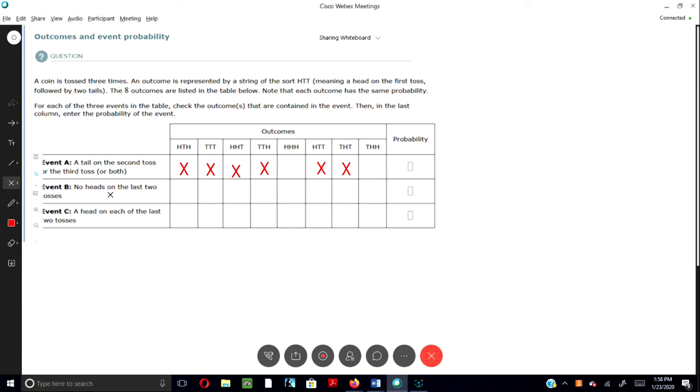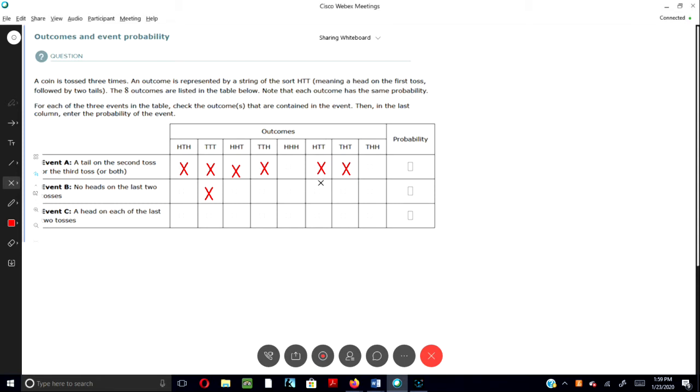Okay, event B: no heads on the last 2 tosses. So on the last 2, it can't be a head. Okay, this one would not work because there's a head there. No heads, that would work. This one has a head in the second toss, so that would not work. This has a head in the third toss. This has all heads, so that wouldn't work.